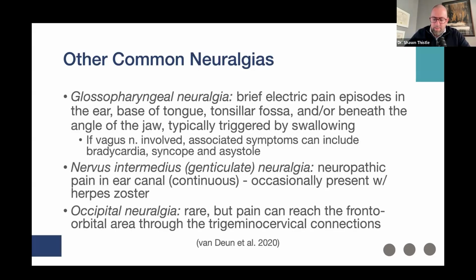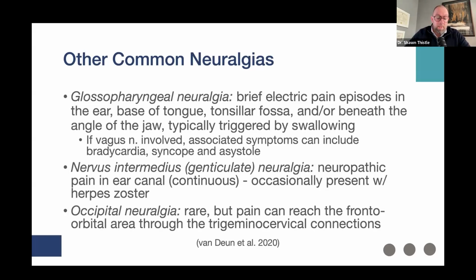It contains the sensory and parasympathetic fibers of the facial nerve. Upon reaching the facial canal, it joins with the motor root of the facial nerve at the geniculate ganglion. That's where the term geniculate neuralgia comes from. If they have this condition, they'll have neuropathic pain in the ear canal that's continuous. This is the nerve that innervates not your ear itself, but the canal on the inside. And it can occasionally be present with a herpes zoster infection as well.